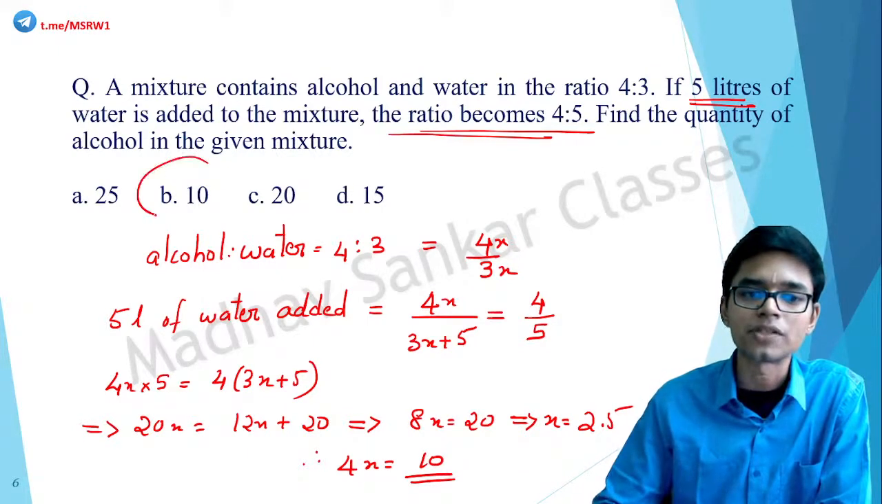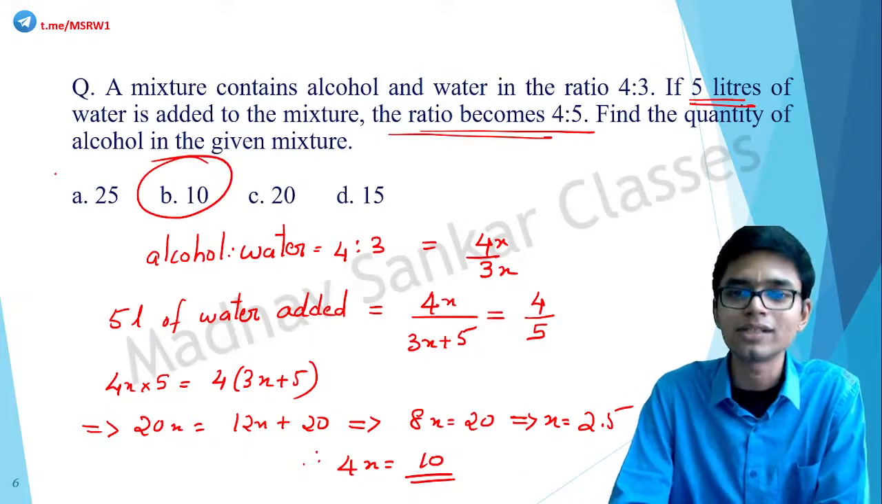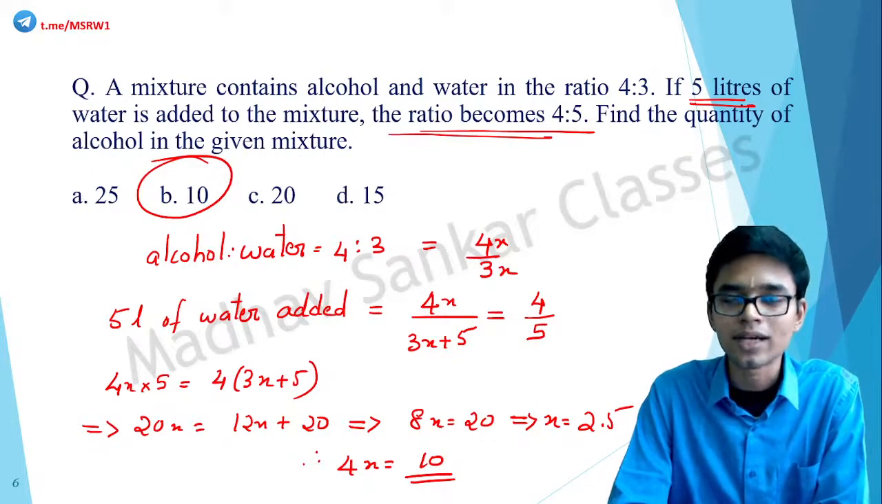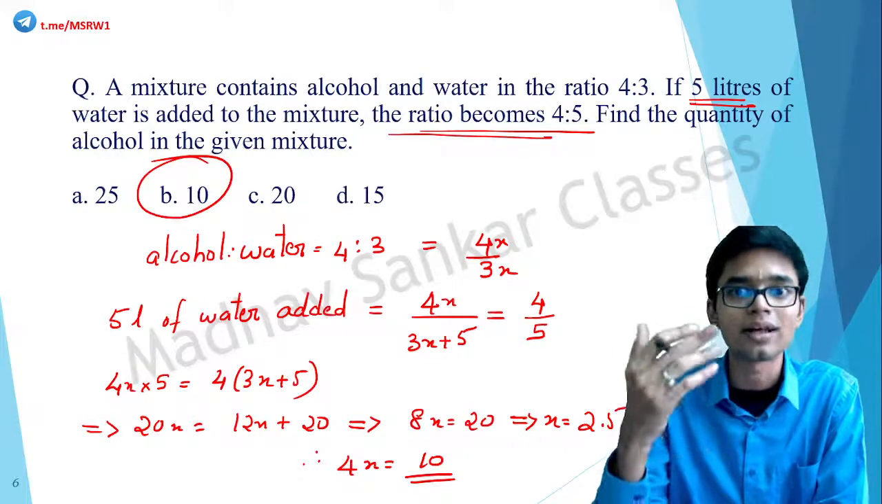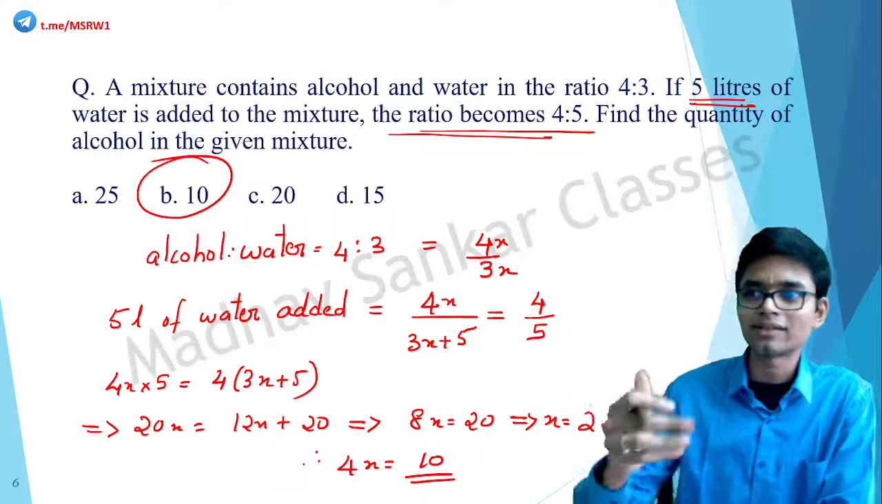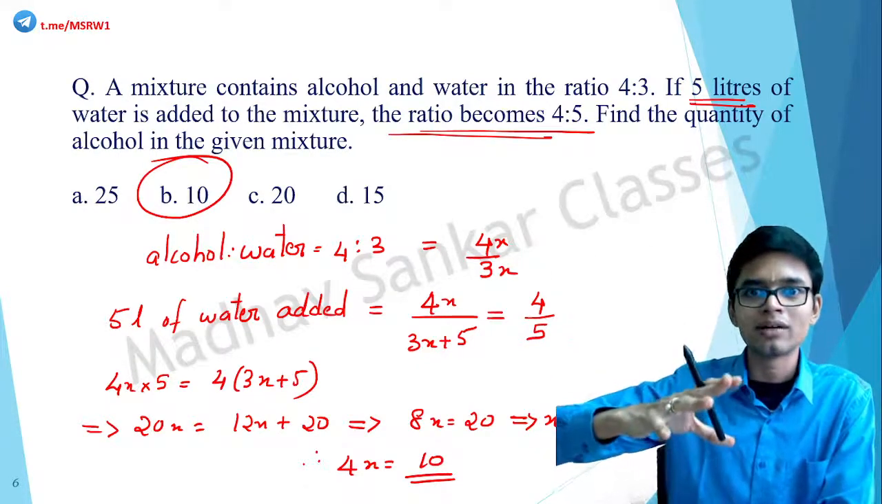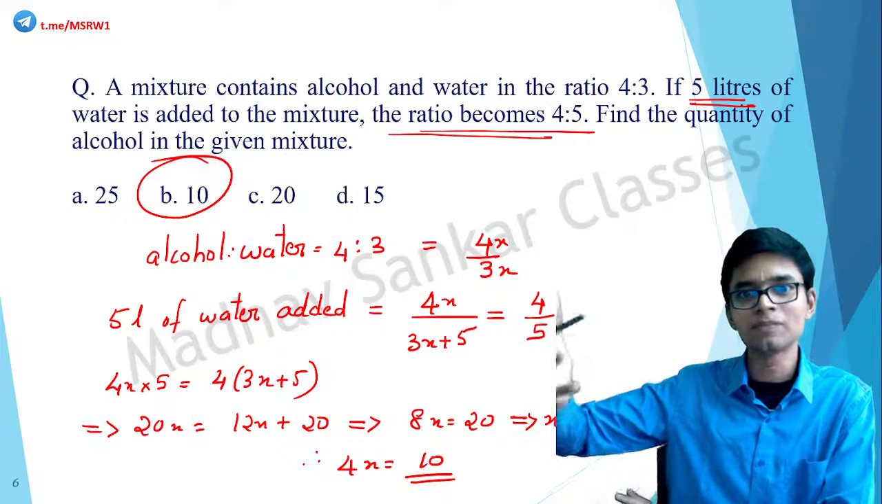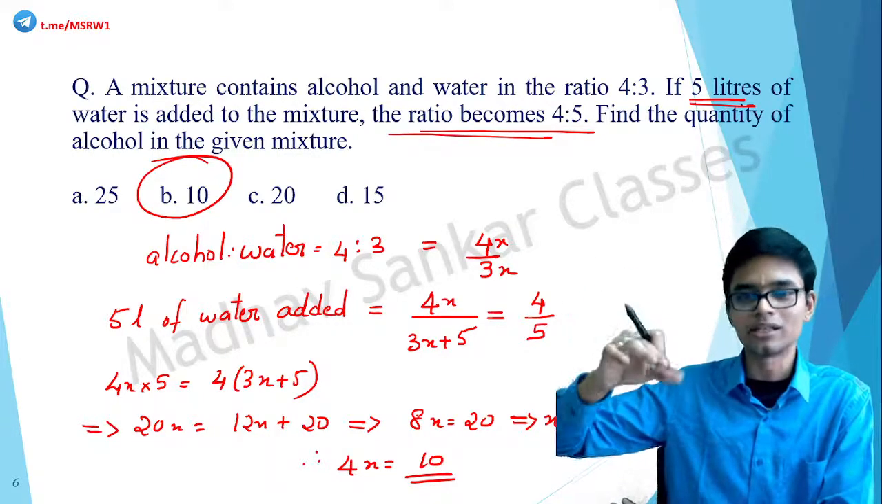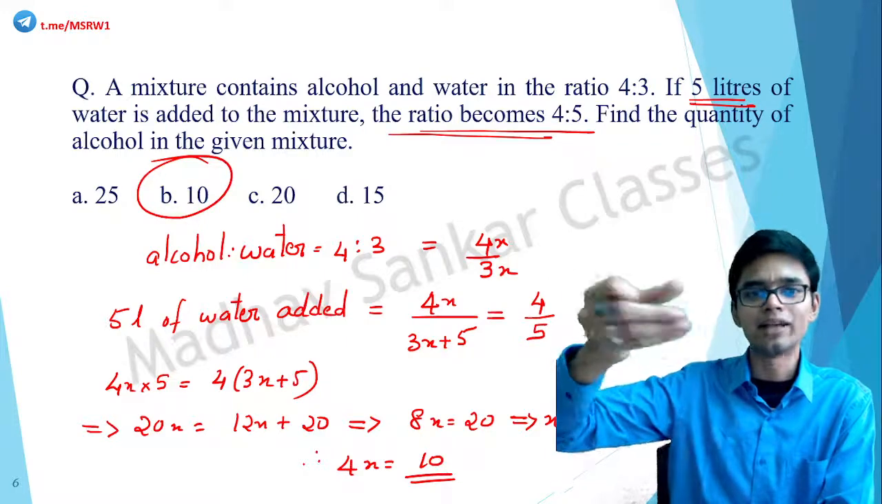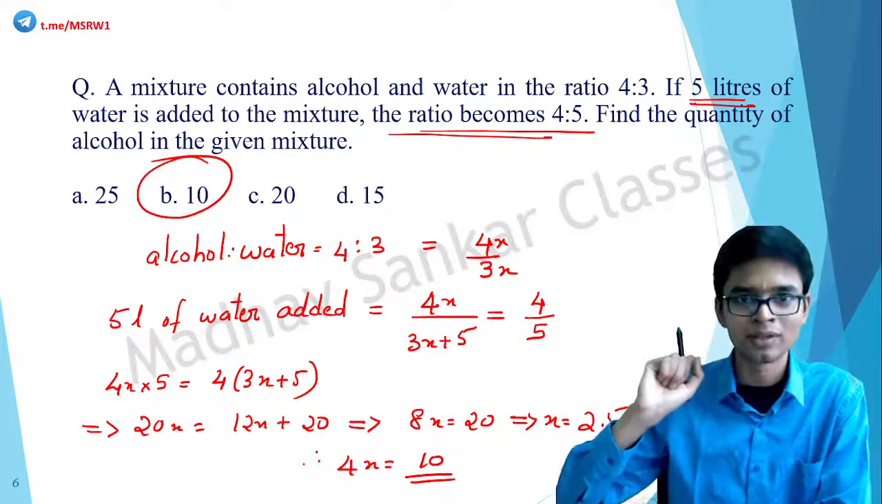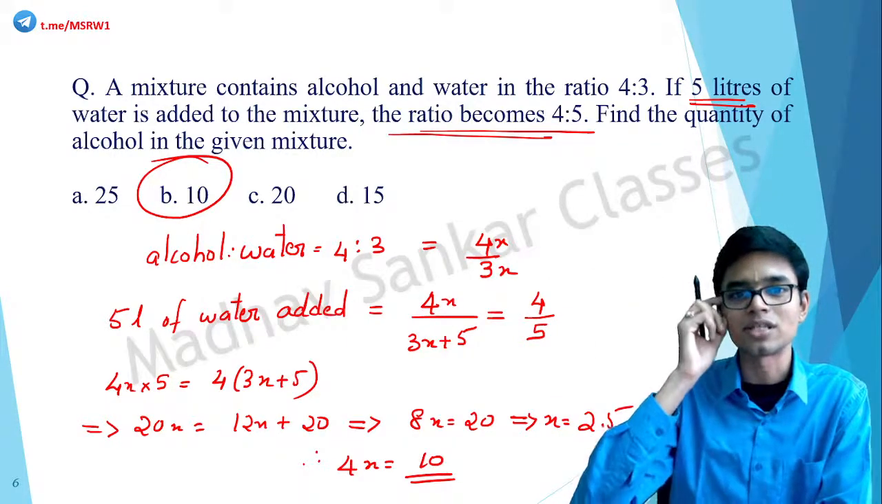Correct answer, option B, which is 10. Got it? This is how you solve those kinds of questions. I think you might have seen these types of questions a lot. Adding something extra into a mixture, which changes the proportion of the mixture. So what are the final values of different contents in the mixture? This is how you solve those questions using ratio and proportion.